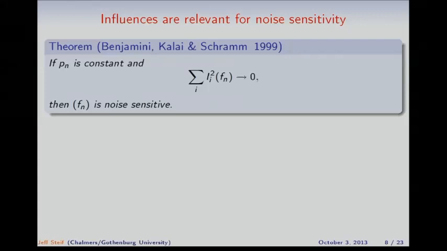So one of the main results in the Benjamini-Kalai-Schramm paper is: if Pn is constant, and you take the sum of the squares of the influences, you take the influence of all the bits, square them all, and add them up, if this sum goes to zero, then the sequence is noise sensitive.